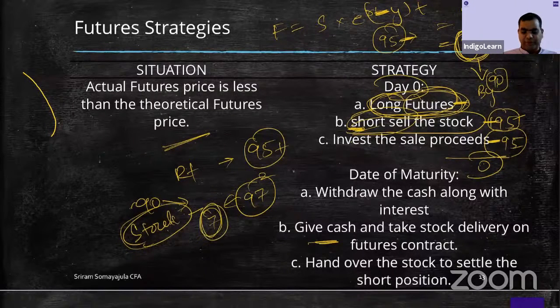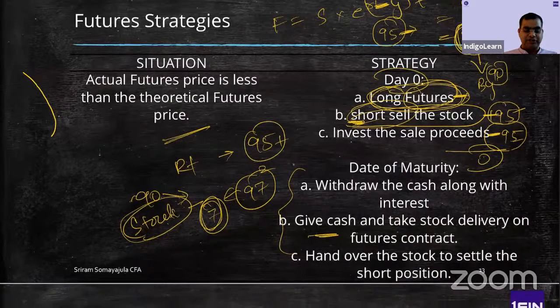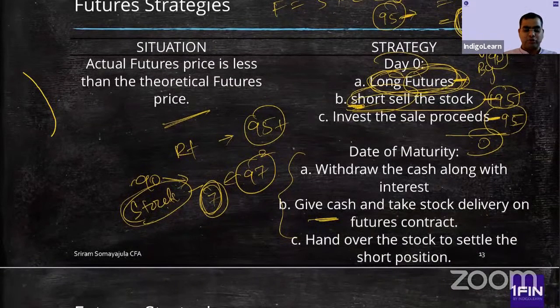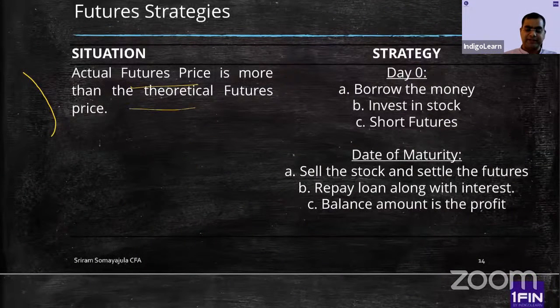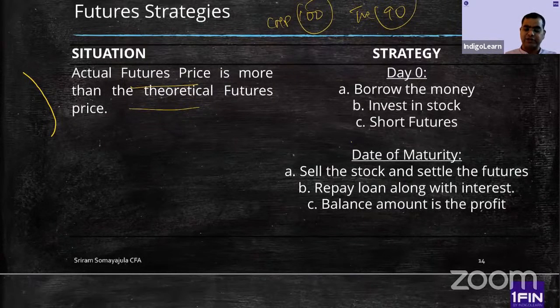So we will do a problem on this also. You will understand this better. Then the exactly opposite situation is where actual price is more than theoretical price. That is, the current market price is, let us say, 100, and the theoretical price is 90. In that case, you do exactly the opposite thing. I will explain this to you when we solve a problem. It is much easier and better to understand it that way.